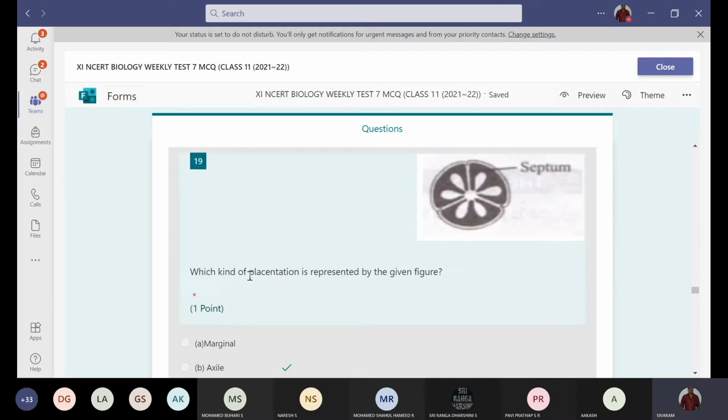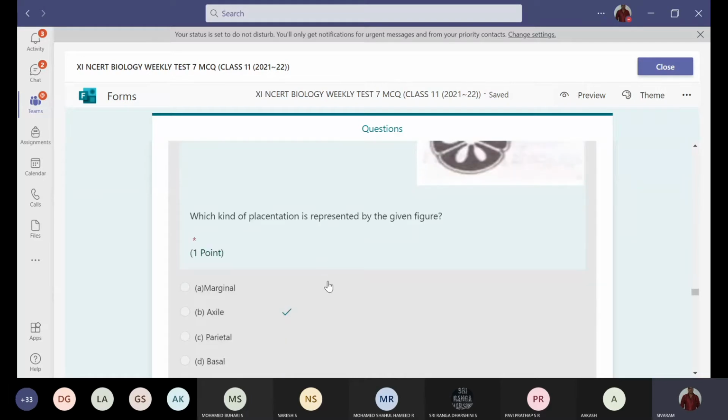And next, what kind of placentation is represented by the given figure? Here the type of placentation is axial. We can see the ovary is divided into chambers, and the placenta is present at the center and is swollen, and from this swollen central placenta the ovules are arranged. Such a type of placentation we call axial placentation. It is observed in lemon, tomato, and others.